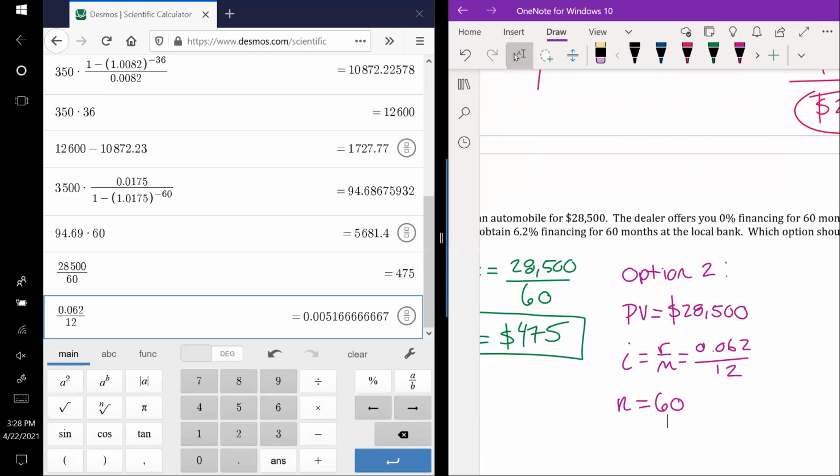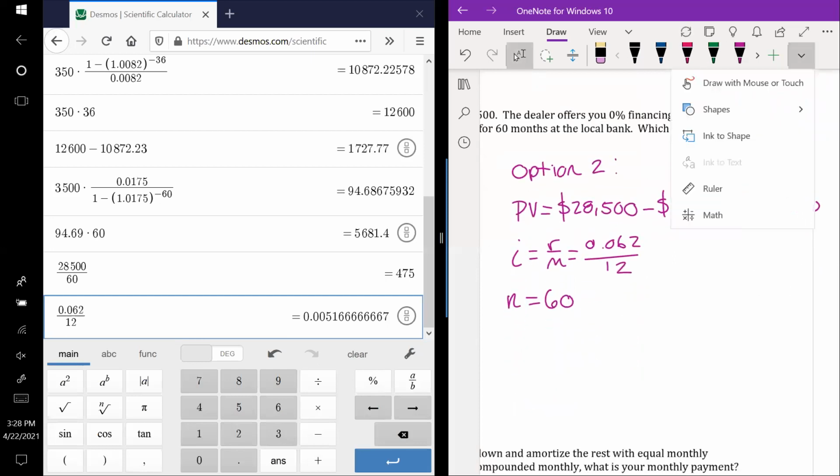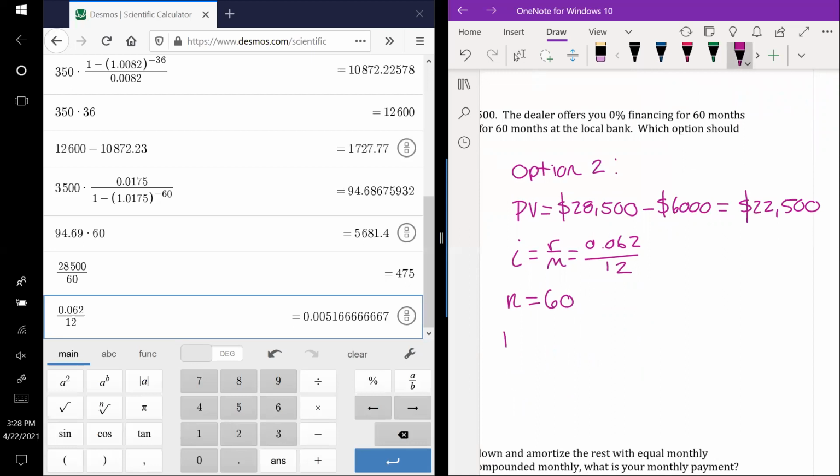Okay. But if we choose option 2, then the dealer is going to give us a $6,000 rebate, which means we're not paying $28,500 for this car. We're actually paying $22,500. And that already seems like a deal because they took $6,000 off, right? So now all we need to find out is what will the payment be?